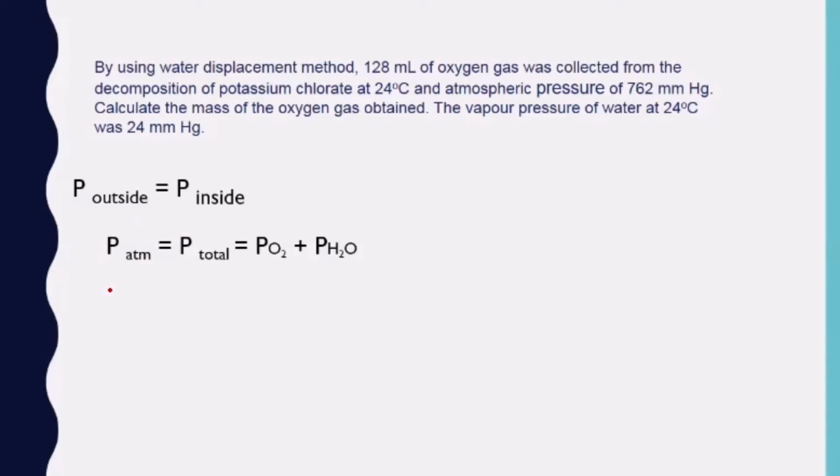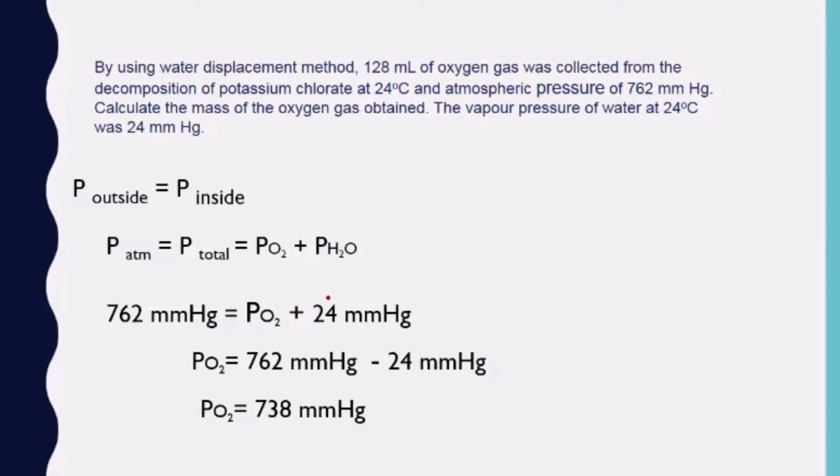We know that P outside is equal to atmospheric pressure, equal to P total, which is P oxygen plus P H2O. By substituting the values that we know from the question, we have the atmospheric pressure, 762 mm mercury, equal to P oxygen plus water vapor, which is 24 mm mercury. Rearranging the equation, P oxygen equals 738 mm mercury.